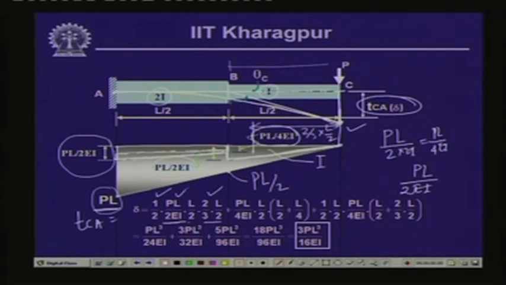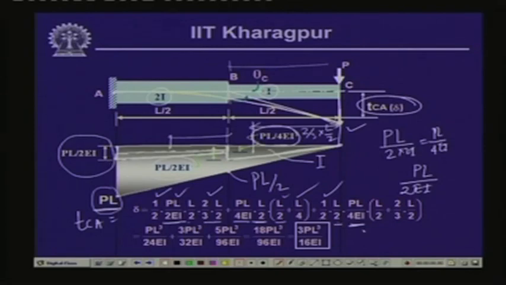Now, if we take this rectangular area, the ordinate here is PL by 4EI over the length L by 2. So, PL by 4EI multiplied by L by 2 is the area, and the CG distance from here to here is L by 4 plus L by 2. So, L by 2 plus L by 4. Plus, if we take this triangular area, which is half into L by 2 times PL by 4EI. This is PL by 2EI and this is PL by 4EI, which we have taken constant. So, the balance is PL by 4EI.